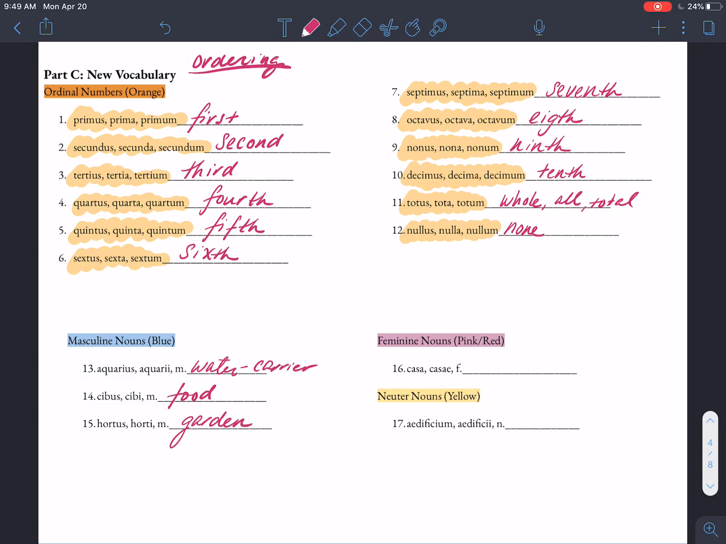Now we'll move on to our feminine nouns, which are pink. Casa, casai, feminine. That's a house. And finally, our neuter noun. Please repeat. Aedificium, aedificii, neuter. Okay, and that's a building.